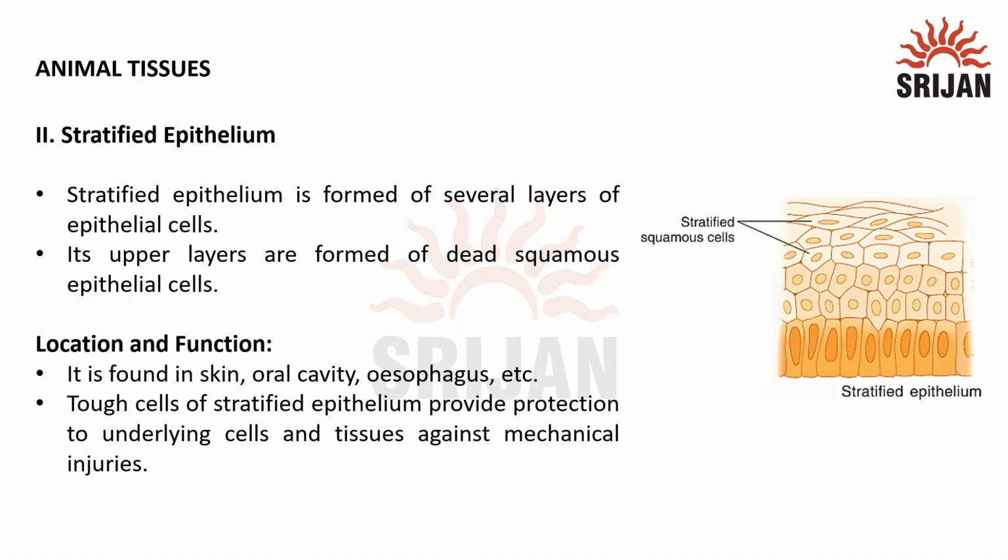And the second type of epithelium is the multi-layered epithelium, which is the stratified epithelium. So this is formed of several layers. The upper layers may be dead squamous epithelial cells. These are mainly found in structures where abrasion or more strength is required. Example, skin, oral cavity, esophagus. So these cells are tough and they provide protection to the underlying cells and tissues, mainly against mechanical injuries.